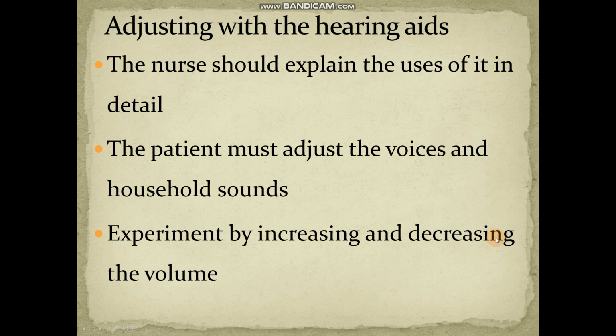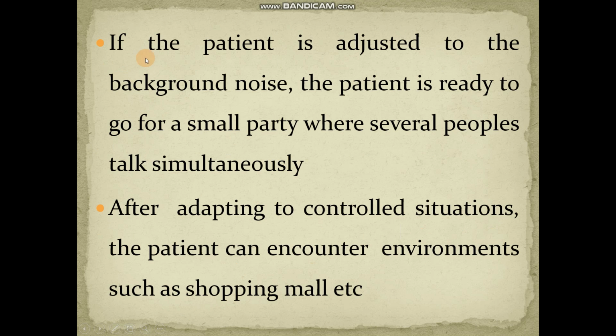So experiment by increasing and decreasing the volume by self. So if the patient is adjusted to the background noise, the patient is ready to go for a small party where several people talk simultaneously. So after placing this hearing aid, we cannot send the person to a group of people, because of the background sounds, and if so many people talk together, it will be very irritating to the person. So we have to make sure that the person adheres to this device. So after adapting to controlled situations, the patient can encounter environments such as a shopping mall, etc.